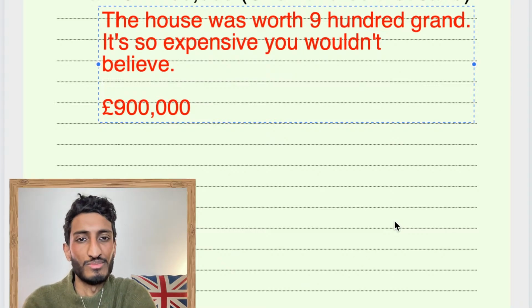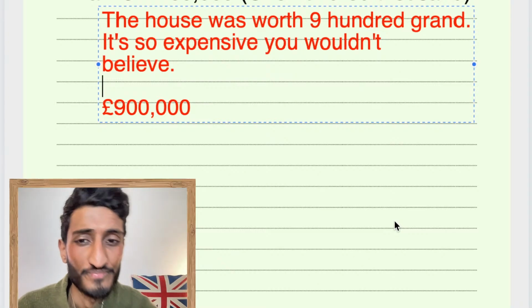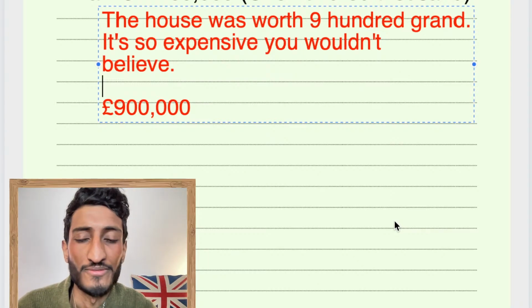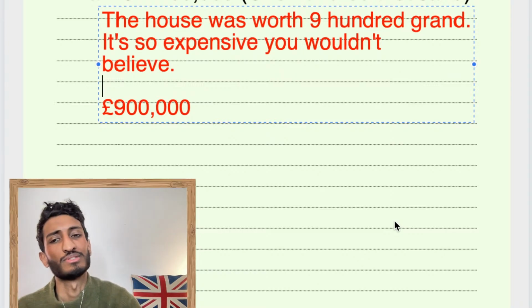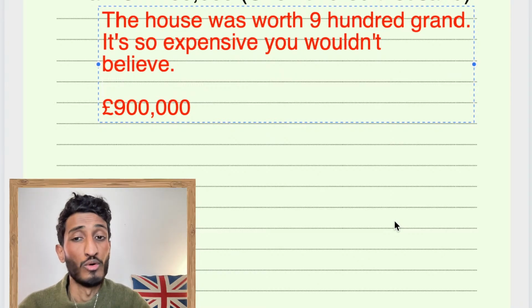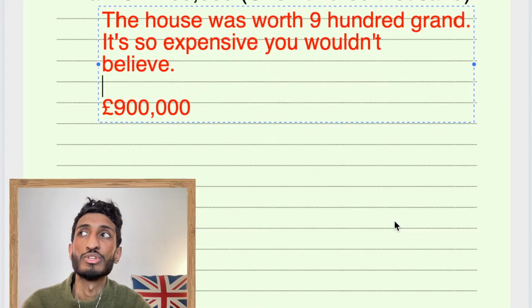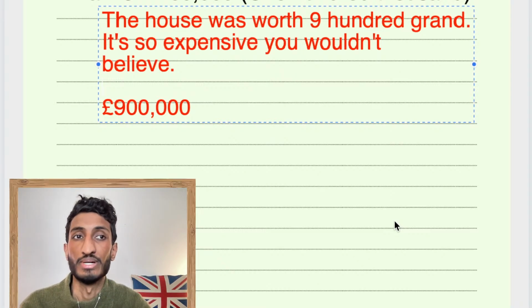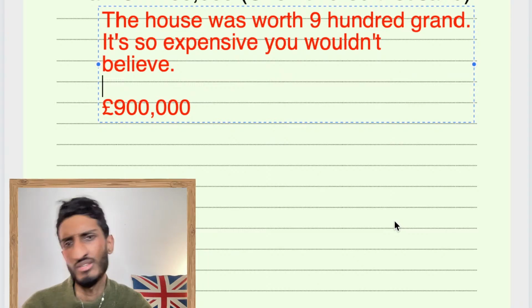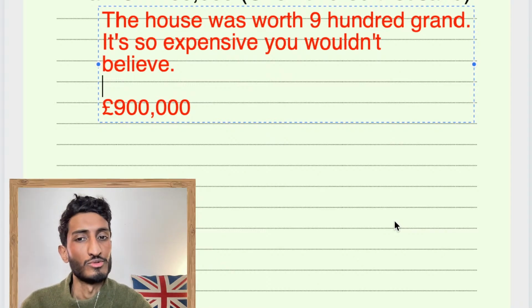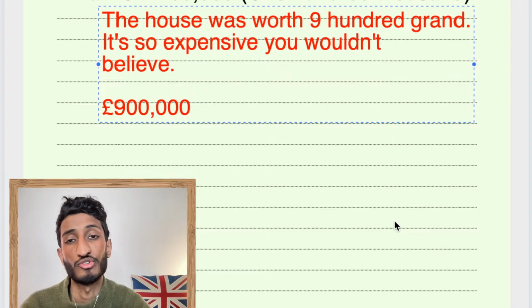It's so expensive, you wouldn't believe. The house was worth 900 grand. So guys, that's one of the top tips as well, is to have a think about slang or local terms. So you can see how we've got the word grand. Now, grand is not considered too informal. I wouldn't use it in a letter, but I would use it in day-to-day life. But it's not super formal either. So the house is worth 900 grand. It's so expensive, you wouldn't believe.